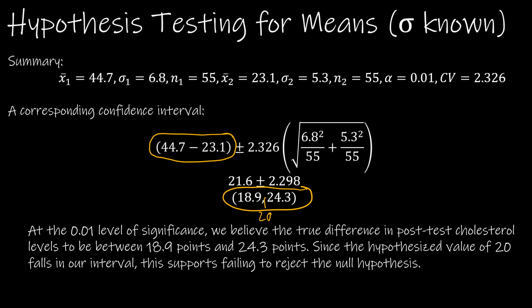Yes, it is. So at the 0.01 level of significance, we believe the true difference in post-test cholesterol levels to be between 18.9 points and 24.3 points. So somewhere between those values. Since the hypothesized value of 20 falls in the interval, this supports failing to reject the null hypothesis.